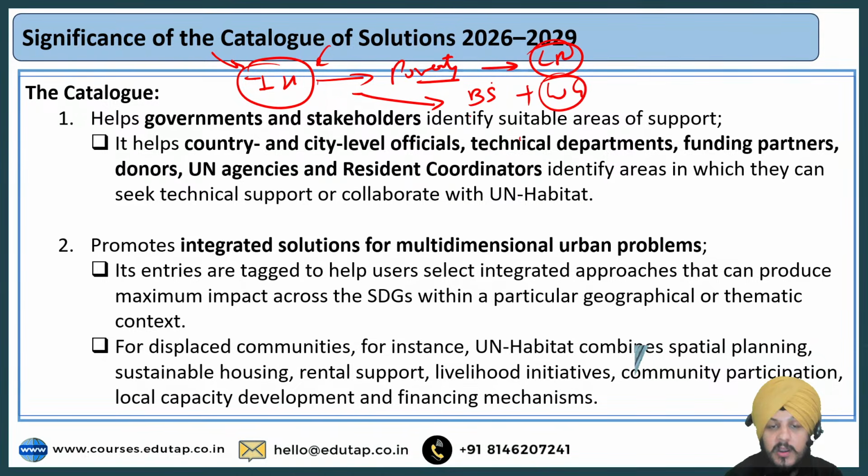I'm just trying to connect the dots to tell you that you cannot see any problem in isolation. Every problem has different sorts of repercussions in an integrated manner, right? So that is why integrated solutions are required, and this is something that is promoted through this catalog of solutions.